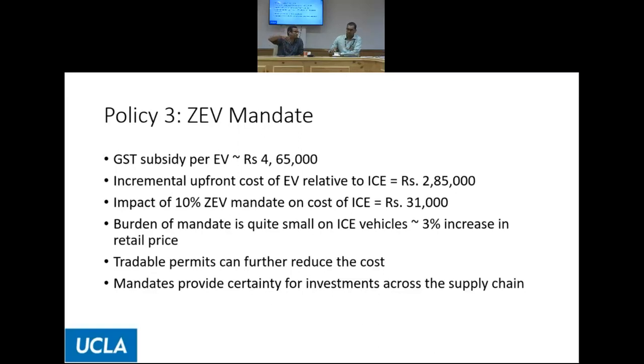And backload it. So tradable permits can help, and if you make it a tradable system, say automakers can trade it, it can further reduce compliance cost. And the interesting thing about mandates is it provides certainty for investments across the supply chain. Now everybody knows I have to sell this many cars. Right now we have a subsidy, but you don't know who is going to take it up. You don't know how many cars to make. With a mandate, there is a clear signal: okay, there is a market now for X thousand cars. Let's make investments on it.